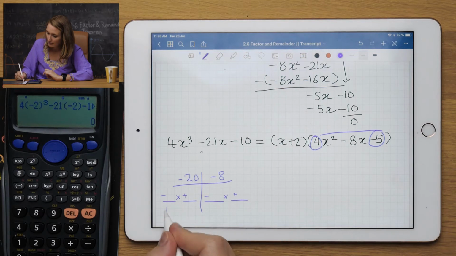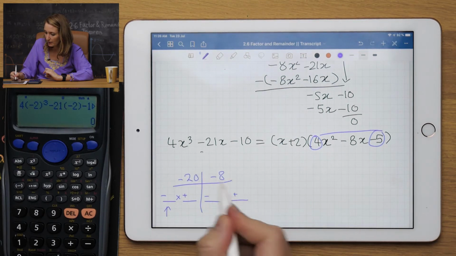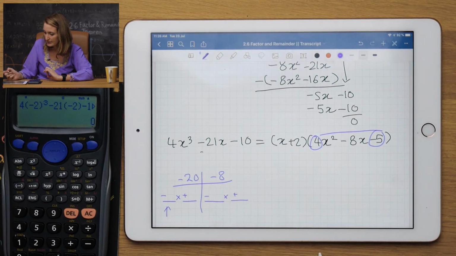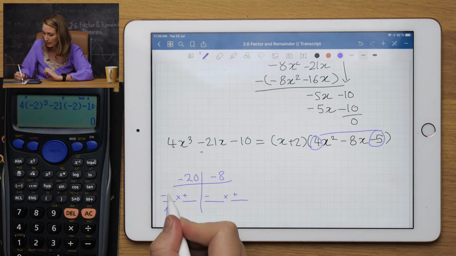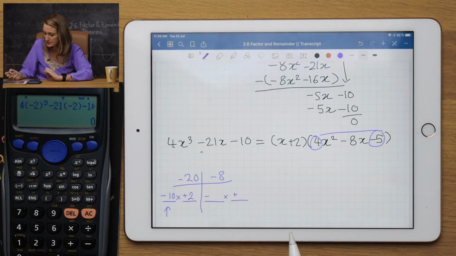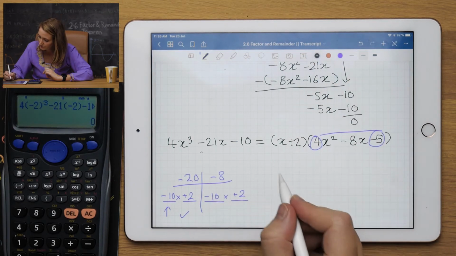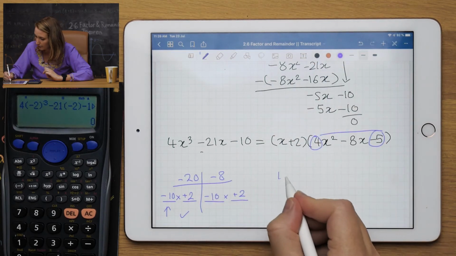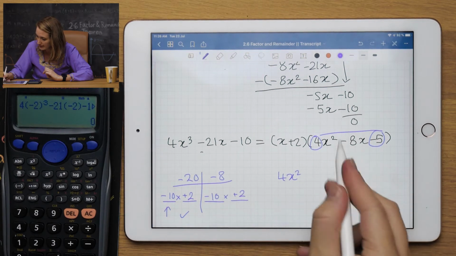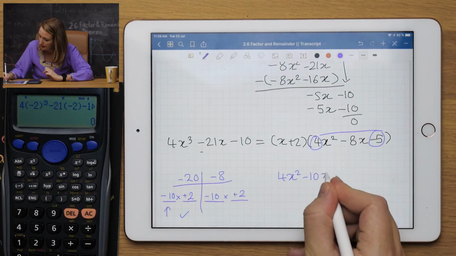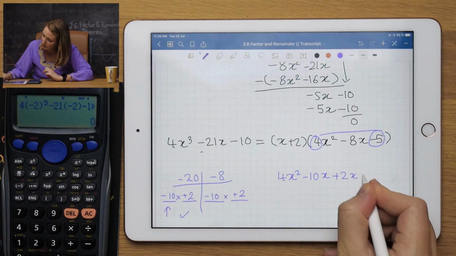Okay, and we need to have the minus as the bigger one, because when we add them together, we want to get minus 8. So we could do here minus 10 times positive 2. That's going to work, minus 10, positive 2. And we split up the middle term. So we split up the minus 8x into minus 10x plus 2x minus 5.